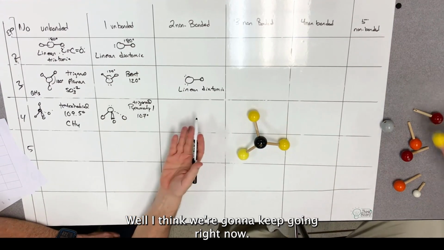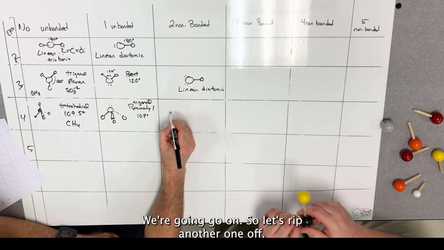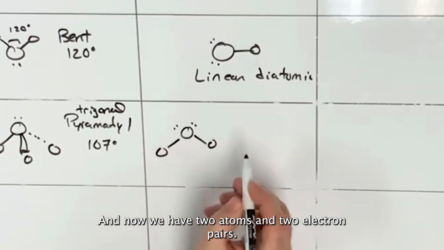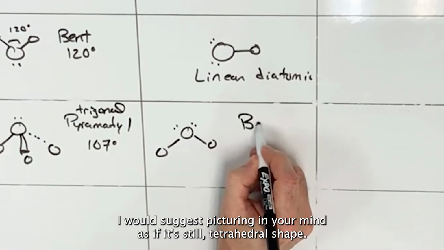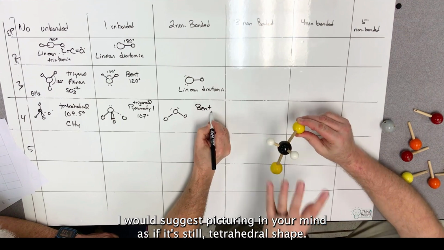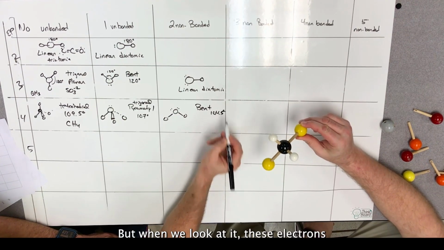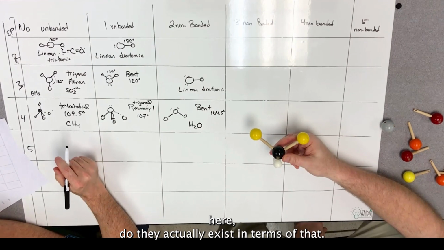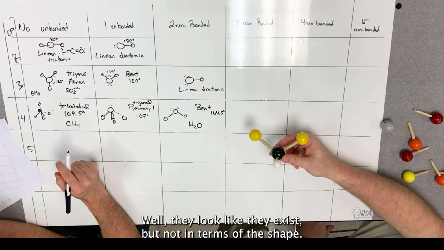So this is what we do when we have... Well, I think we're going to keep going, right? Yeah, so let's keep on going. So let's rip another one of the legs off of this. And now we have 2 atoms and 2 electron pairs. Again, I would suggest picturing in your mind as if it's still tetrahedral shape, but when we look at it, these electrons here, do they actually exist in terms of the way we look at it? They exist, but not in terms of the shape.